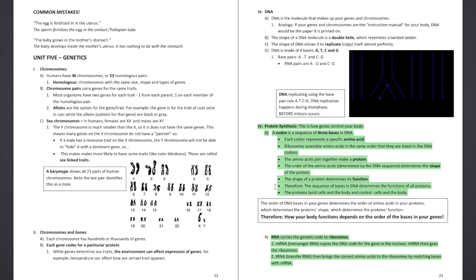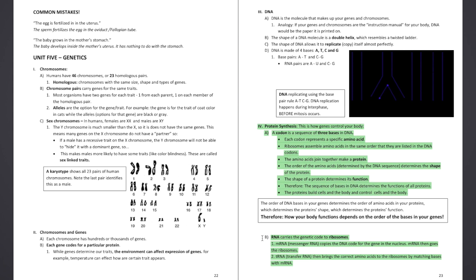Therefore, the sequence of bases in DNA determines the functions of all proteins. The proteins build cells and the body and control cells in the body. The order of DNA bases in your genes determines the order of amino acids in your proteins, which determines the protein shape, which determines the protein's function. Therefore, how your body functions depends on the order of the bases in your genes.